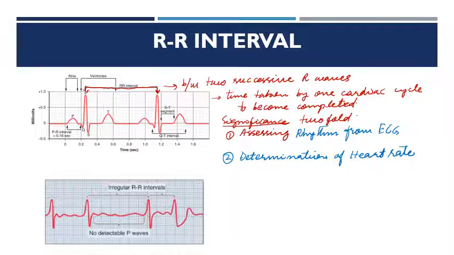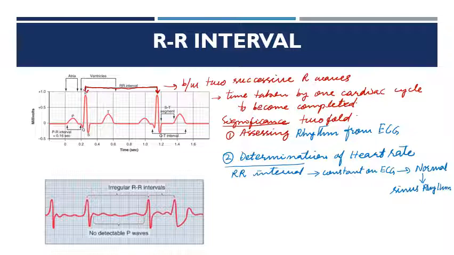If RR interval is constant on ECG, then the rhythm is normal, and the normal rhythm is called sinus rhythm.